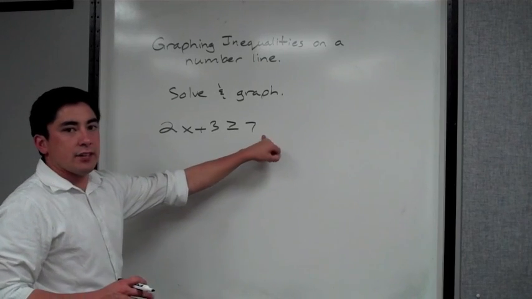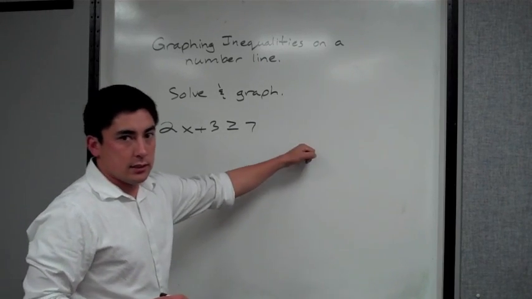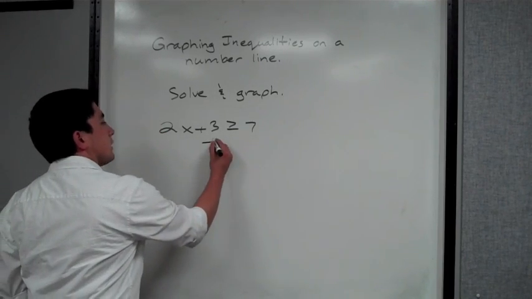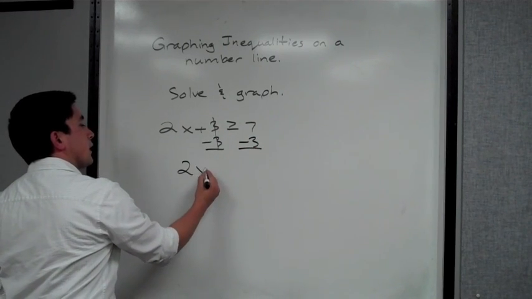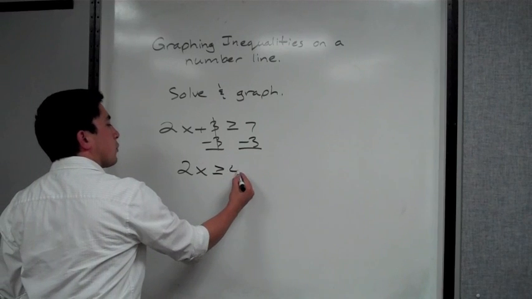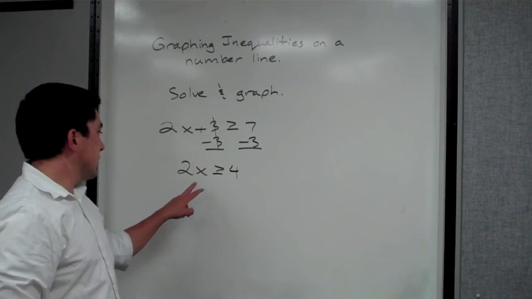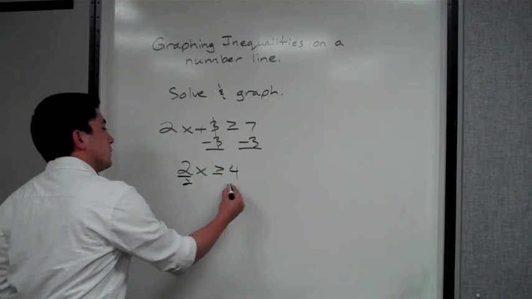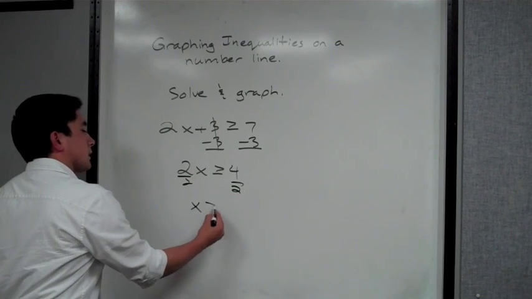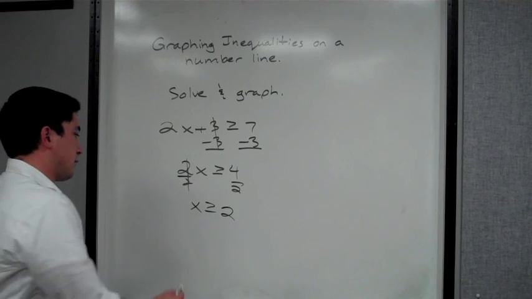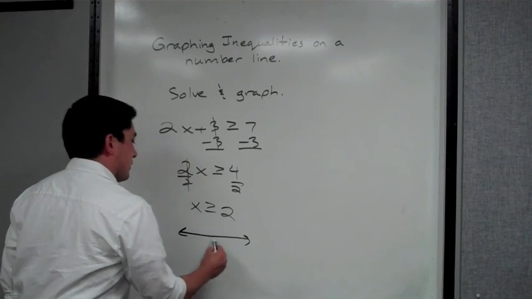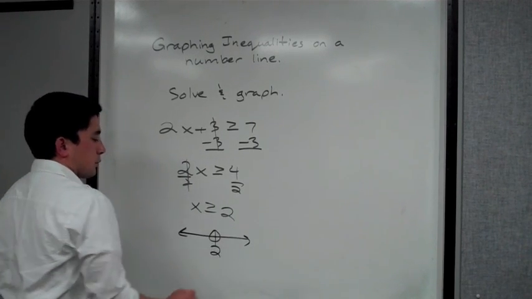So since this doesn't have x, we're going to move what doesn't have x to the right side. So you subtract 3 from both sides. So you're left with 2x is greater than or equal to 4. And lastly, you need to get rid of that 2, so we divide by 2. So you get x is greater than or equal to 2. There you have it. And again, if you need to graph it, put the number 2, put a circle there.